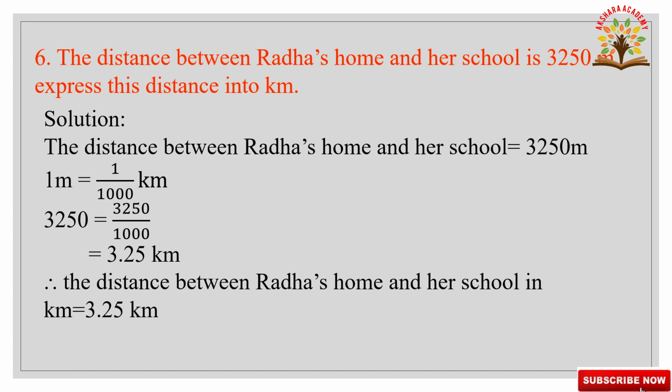In this question, given that the distance between Radha's home and her school is 3250 meters, we have to convert meters into kilometers. 1 meter is equal to 1 by 1000 kilometers. So 3250 is equal to 3250 by 1000, that is equal to 3.25 kilometers. This is the distance between Radha's home and her school in kilometers. Finally, that is 3.25 kilometers.